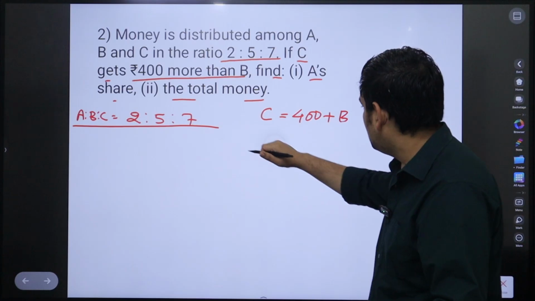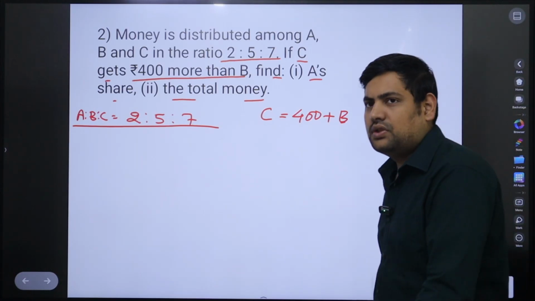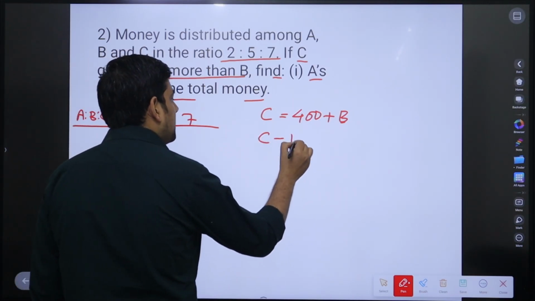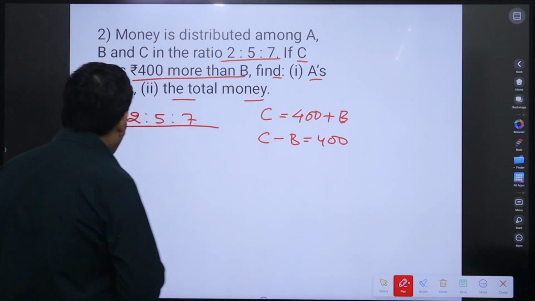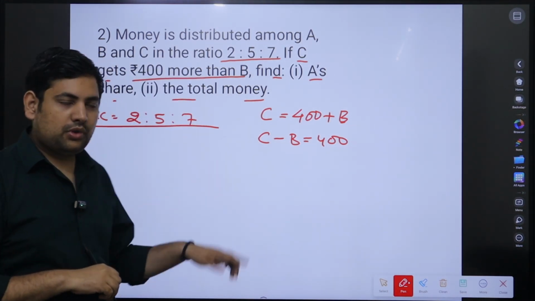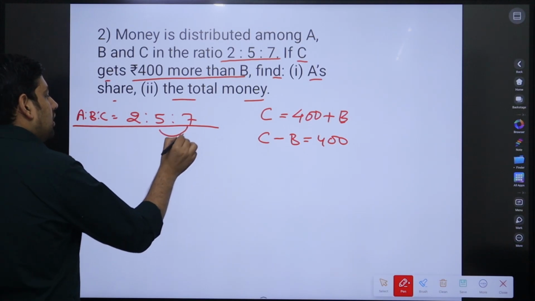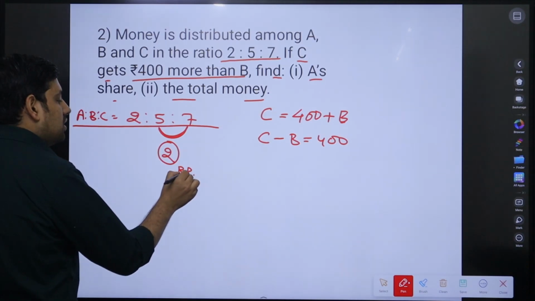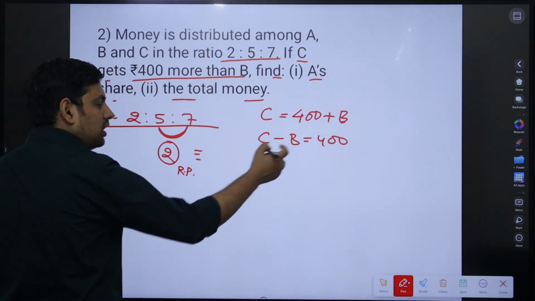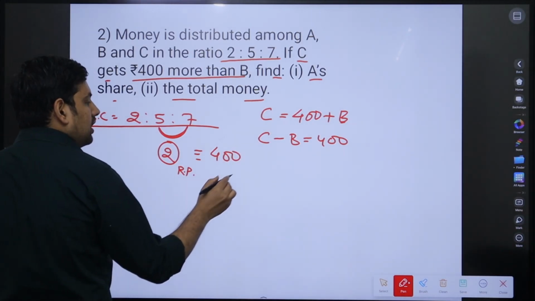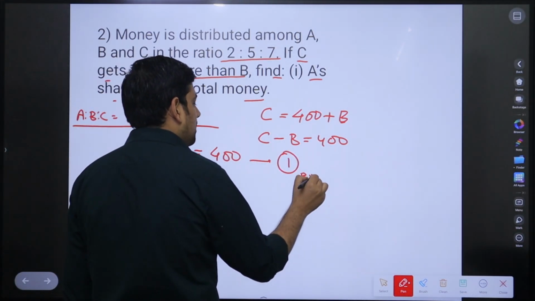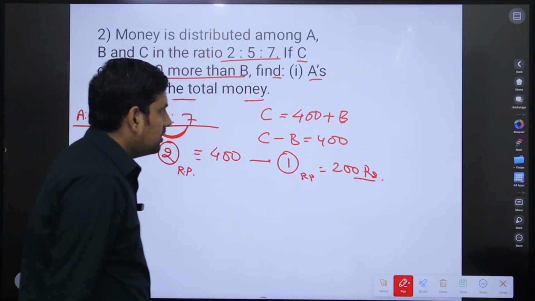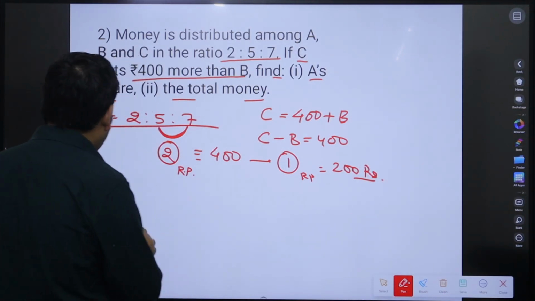Okay, so you get to this equation. C is equal to 400 plus B. Now, how do you solve it further? So that means C minus B is equal to 400. Now, according to ratio points, what is C minus B? This is 2. Correct? So according to the question, 2 ratio points is equivalent to what? 400 rupees. That means 1 ratio point is equal to 200 rupees.